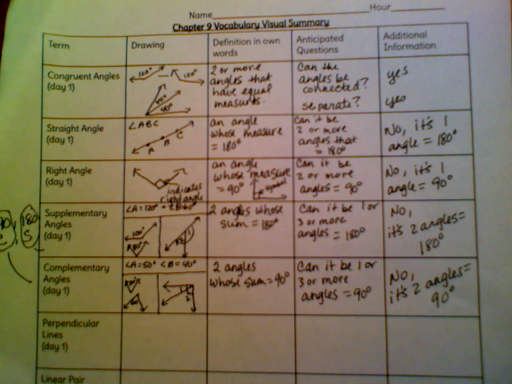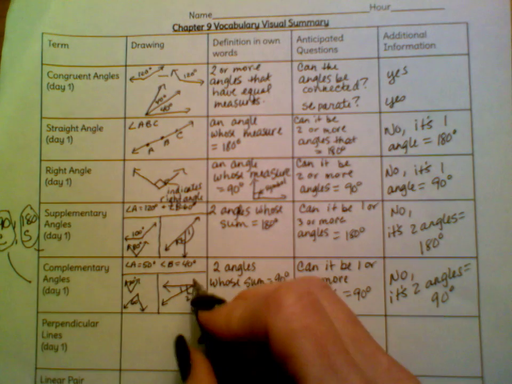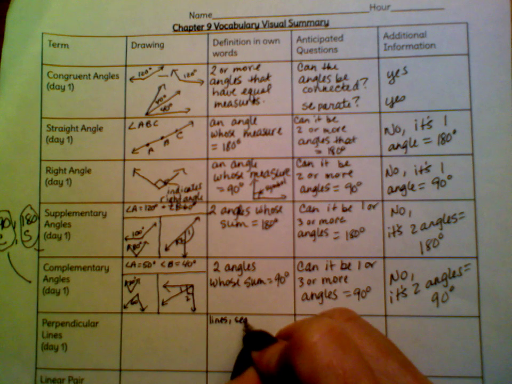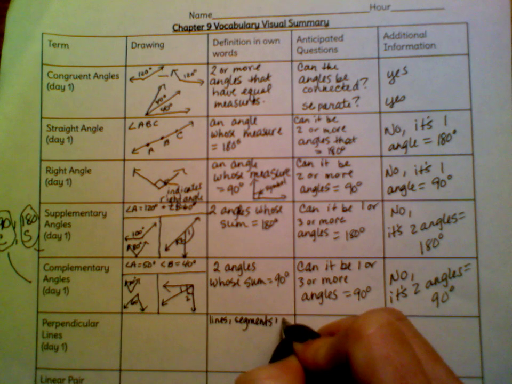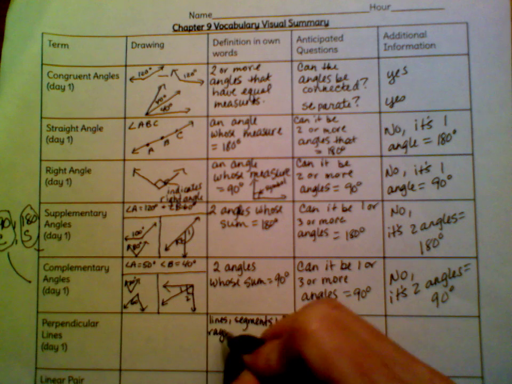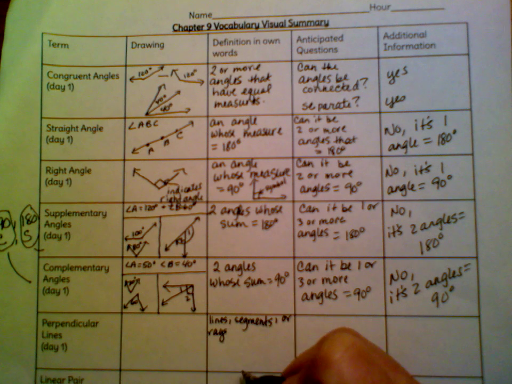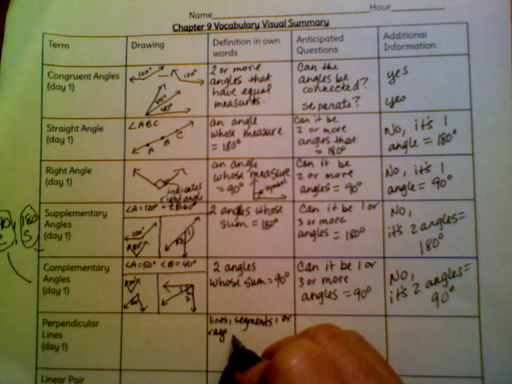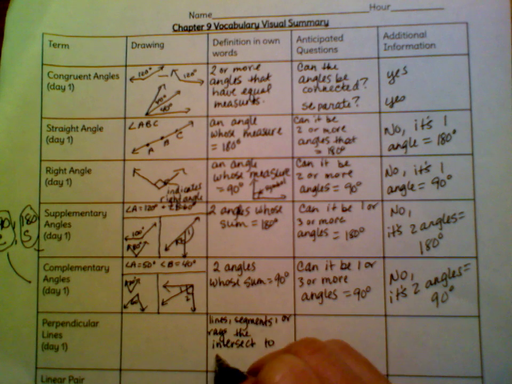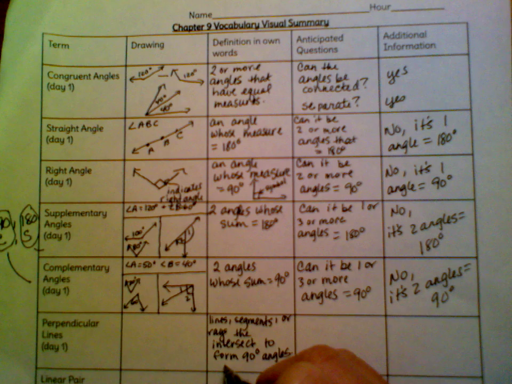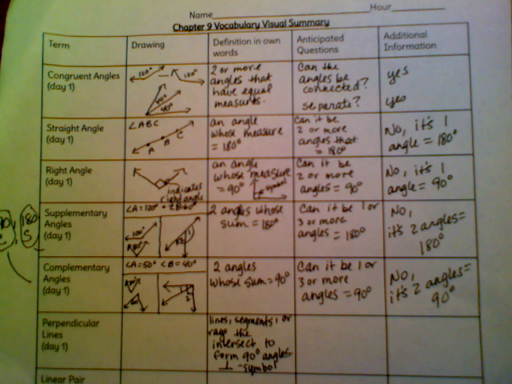Okay, the last one we're going to talk about today is perpendicular. Perpendicular are lines. Remember, those will have arrows on the end. It's segments. Segments are just part of a line. Or it's a ray. Remember, a ray has an endpoint and continues in one direction. So it's lines, segments, or rays that intersect to form 90-degree angles.